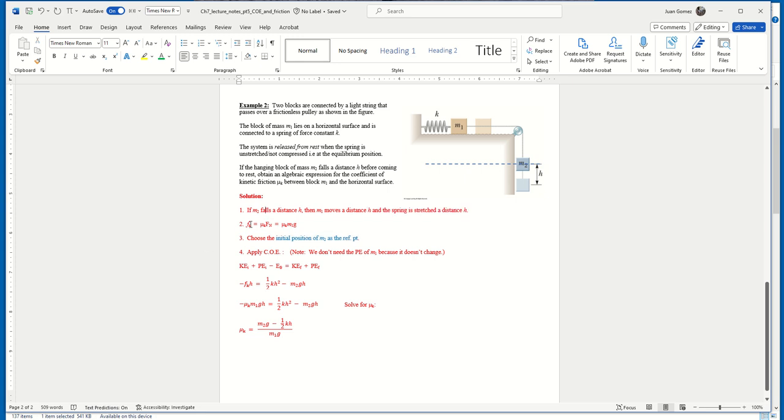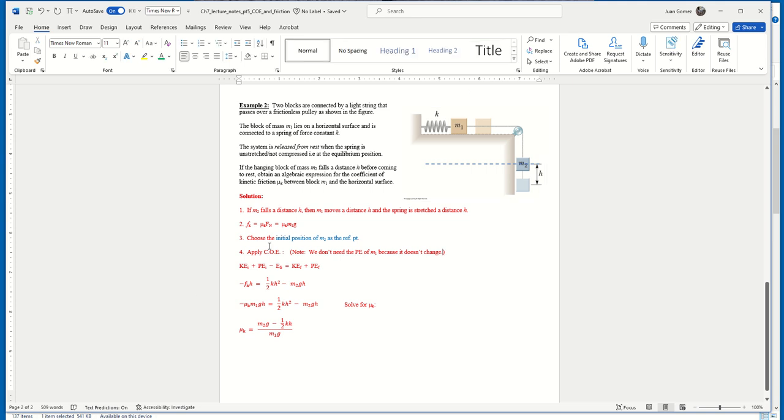Now in this case, Fk is mu k Fn, which is mu k M1g. Remember, friction is only acting on M1. So again, just to recap, if M2 falls a distance of h, M1 moves a distance of h, which means that the spring is stretched a distance of h. Makes sense, just look at the figure. We know Fk is mu k M1g, with the reference point chosen as shown with the blue dotted line.